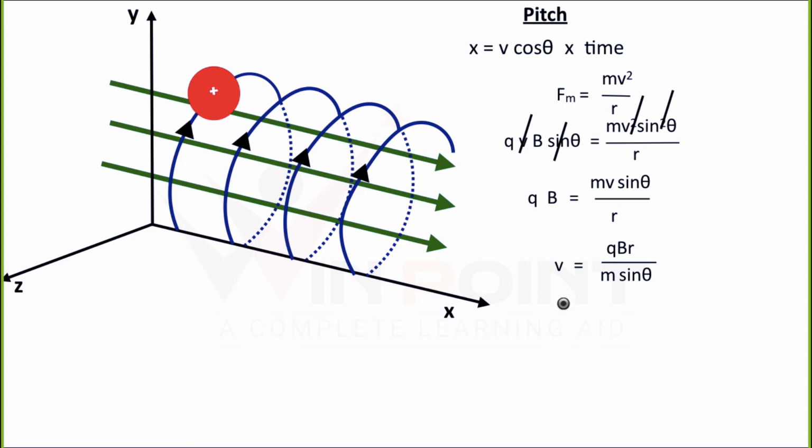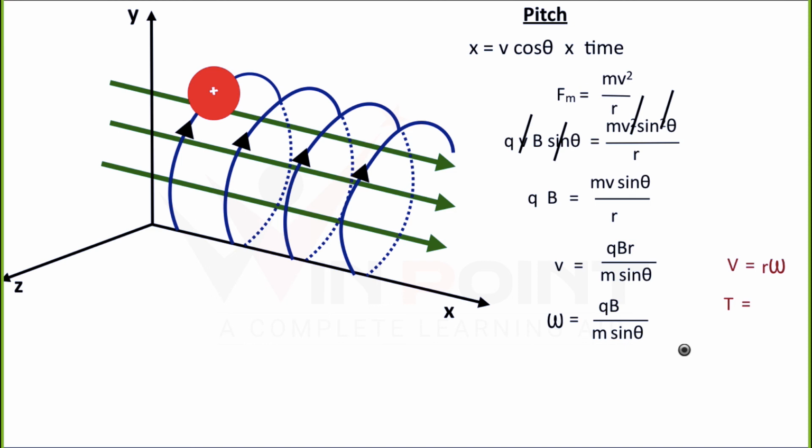We need to find the time period, right? For finding the time period, we need omega. Then only we can take 2 pi by omega as the time period. So we are finding omega from the equation v equal to r omega. Just compare these two equations. v equal to qBr by m sin theta, v equal to r omega. Here one r is there, here also one r is there. So omega will be equal to qB by m sin theta.